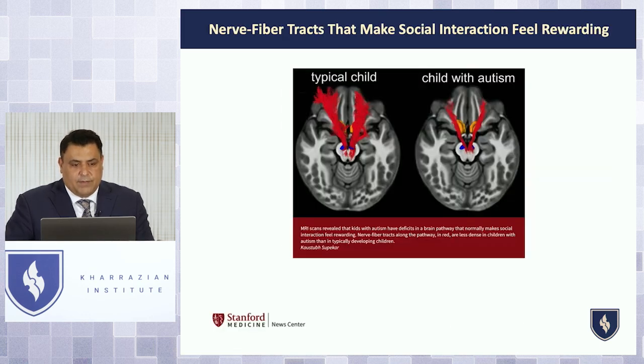And here you can see nerve tract fibers that are involved with social interaction, eye contact, feeling rewarded, in autism and typical children. So here you can see these nerve fiber tracts in a normal, or typical, child, I should say, and then a child with autism. You can see that they're much less. So there's a lack of development in these different regions of the brain.